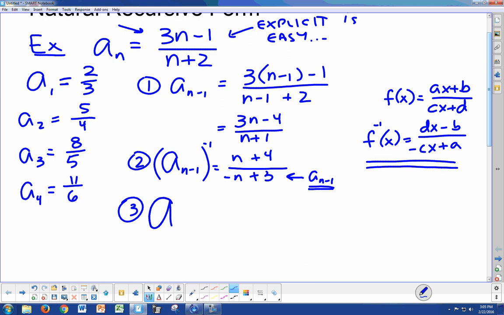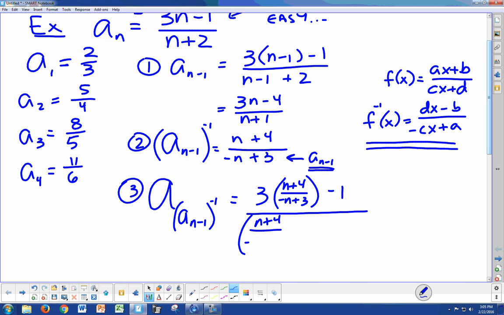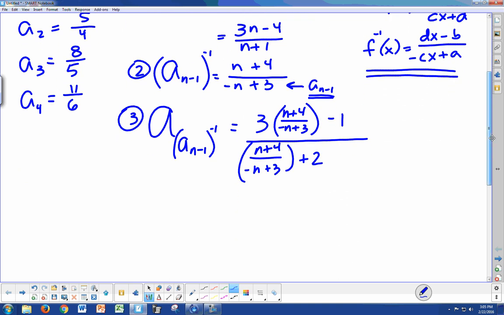It's going to look something really strange like this: a sub n minus 1 inverse. And it's going to look like this as we plug this in. So it's a 3, and instead of an n, we're going to have n plus 4 over negative n plus 3, minus 1. And our denominator is going to be n plus 4 over negative n plus 3, plus 2. If we can simplify this out, we will have our recursive.